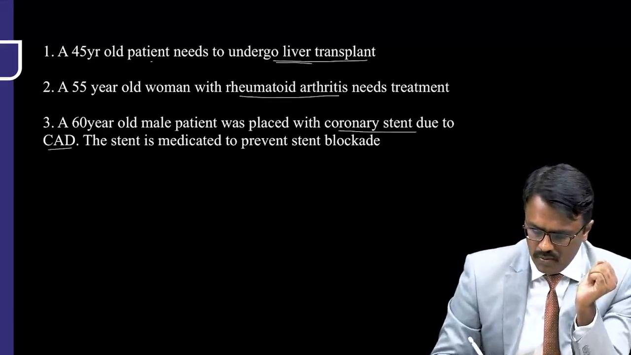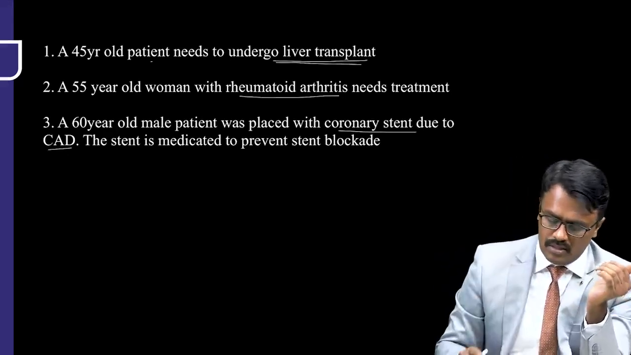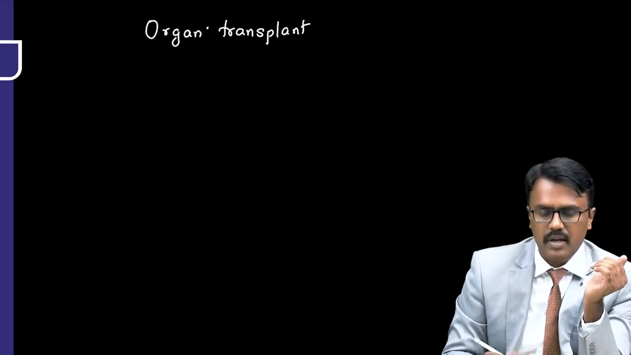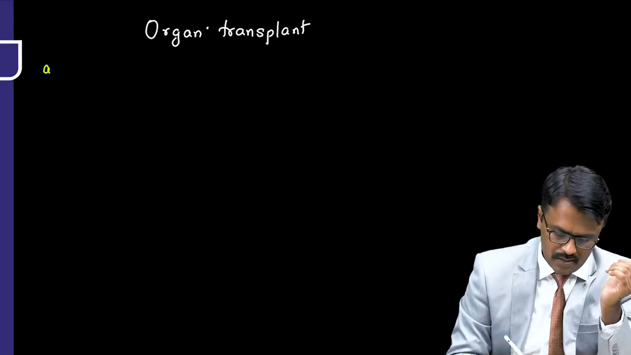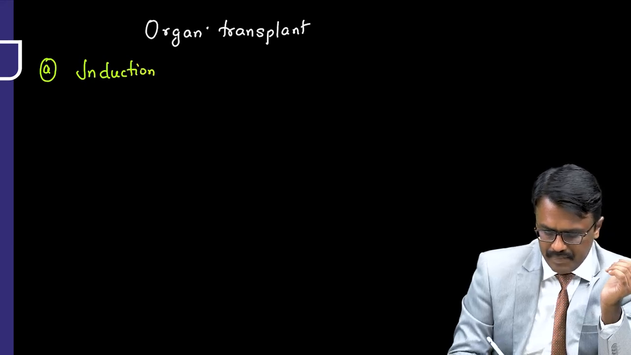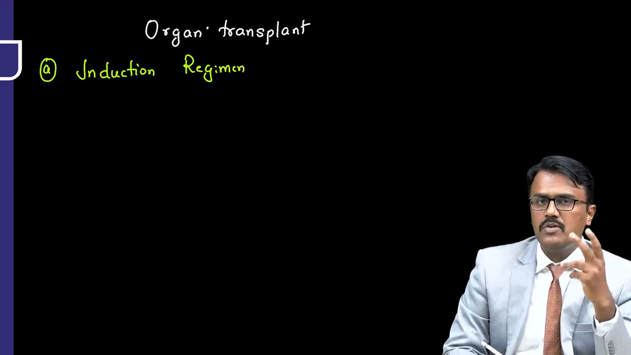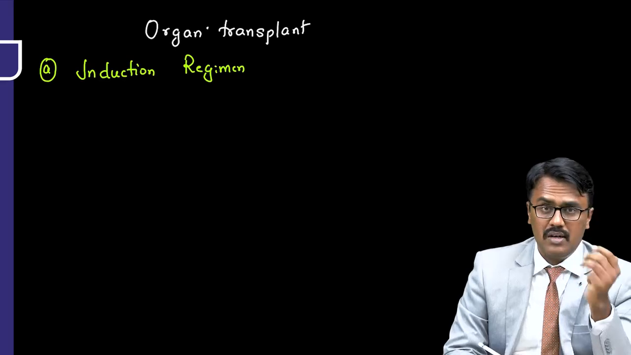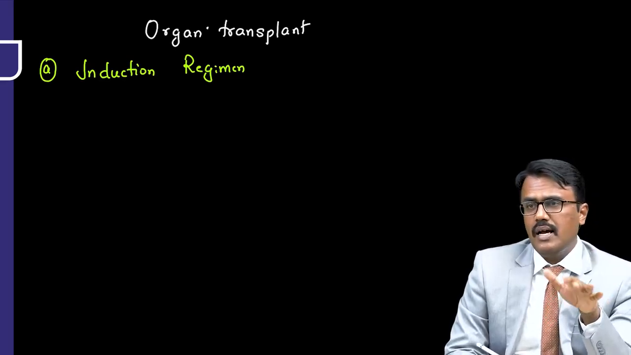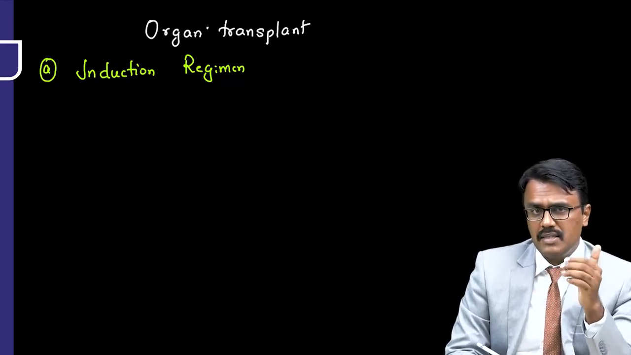But the question is, when you transplant an organ, for example the liver here, what is the regimen we follow? Whenever an organ transplant is planned, first we do something called the induction regimen. In the induction regimen, we use 3 drugs. The reason is, the more drugs, the more you can suppress immunity, and the organ will stay inside for a long period. Otherwise, it will be rejected.